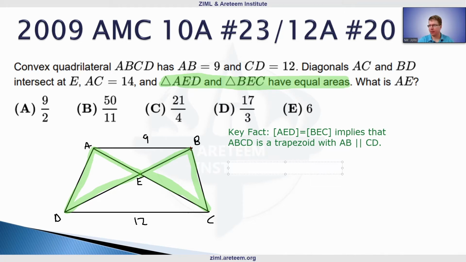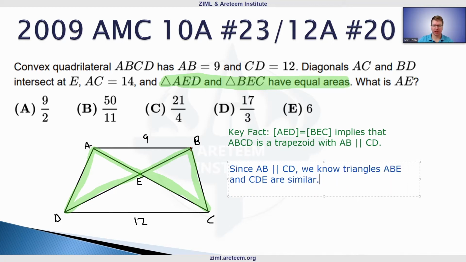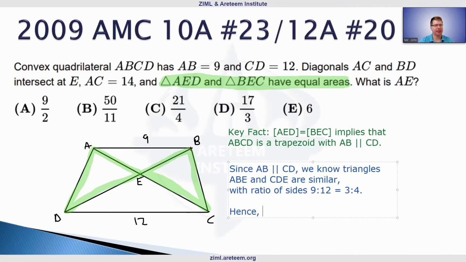Now, once we have this, things are pretty routine. Since AB is parallel to CD, we know that triangles ABE and CDE are similar. So we have these similar triangles, and their ratio of sides is 9 to 12, which is 3 to 4. And this is really what we need. Why? Because that's AE and CE. Those are corresponding sides as well. Hence, AE to CE is 3 to 4.